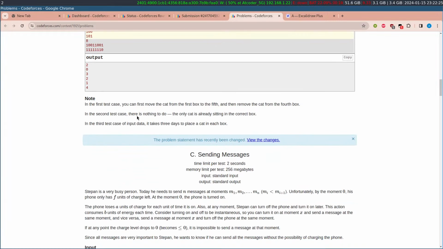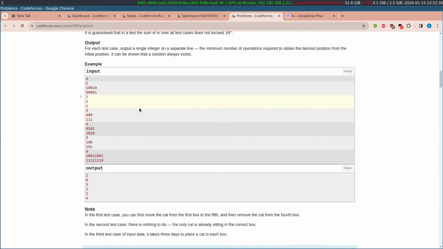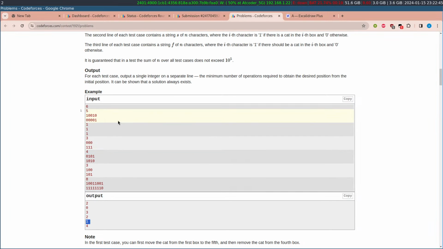Now looking at the code for this one, I check some of the samples. For example, when both the strings are equal, we need 0 operations. Here if we look at it, we have to only change one 0 to 1, so only one operation is required over here. Here we have two strings where at one index we have to change 1 to 0, and at another index we have to change 0 to 1.